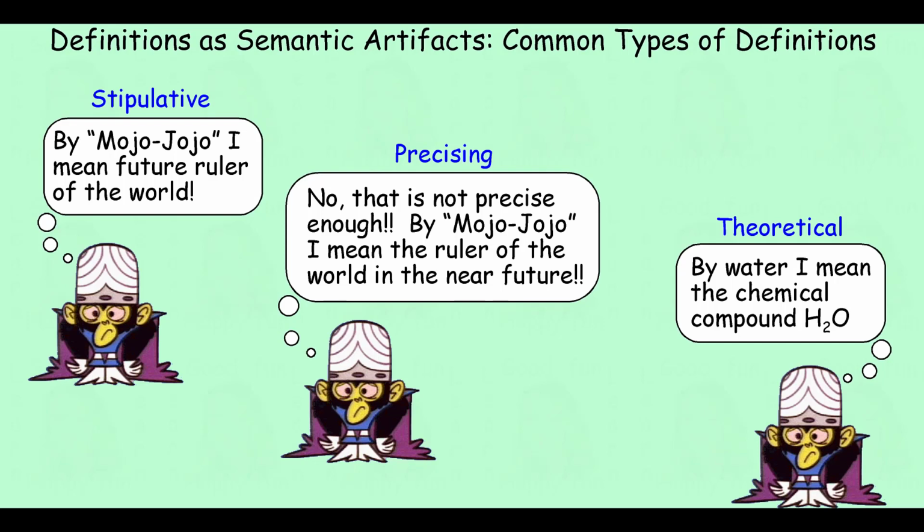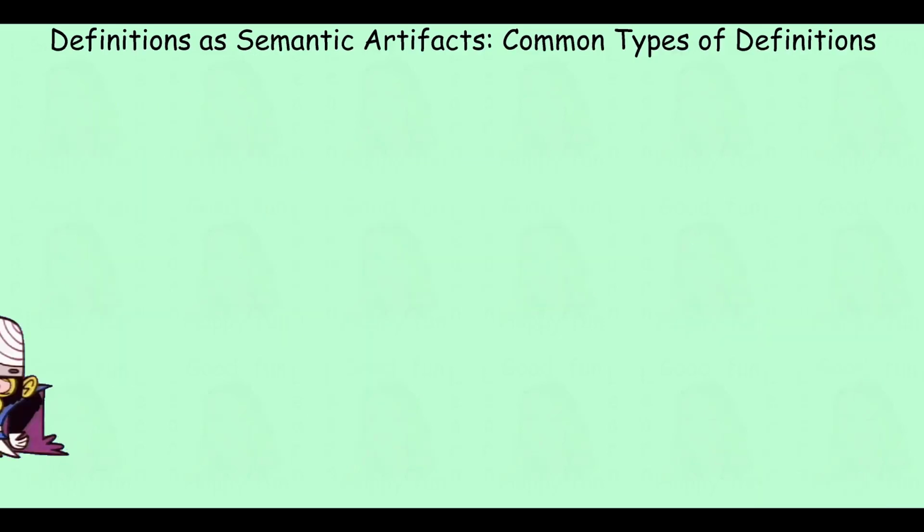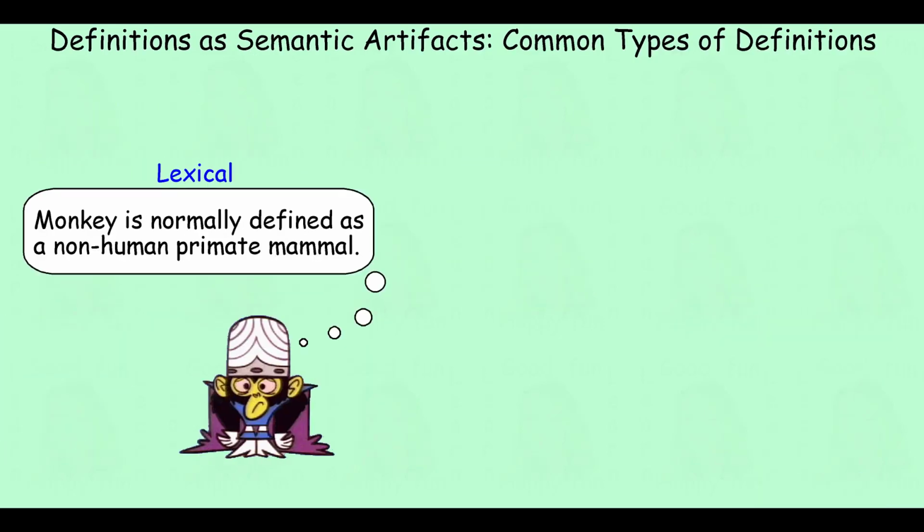By water, I mean the chemical compound H2O, in which I use chemistry terms, the theory of the chemical molecular composition of water, in order to give you a deeper insight into the phenomenal stuff that is odorless, colorless, tasteless, and a liquid which quenches thirst. Lexical definitions, of course, give you the meaning of the term within the context of some linguistic community. We might define monkey as a non-human primate mammal.